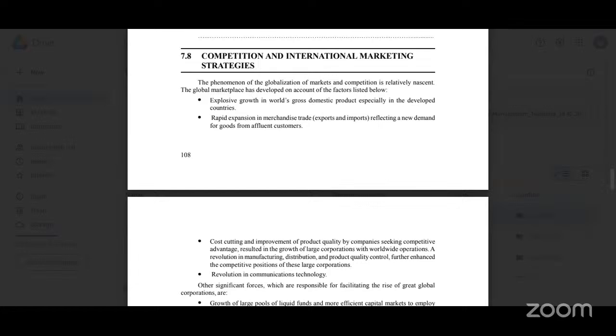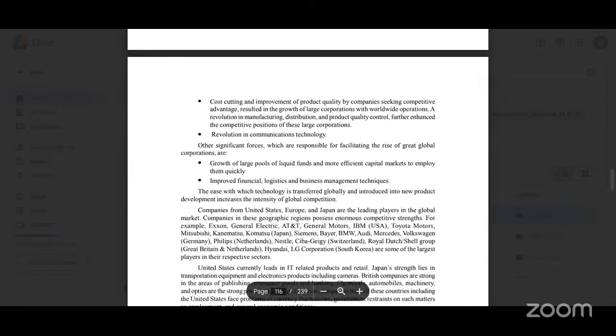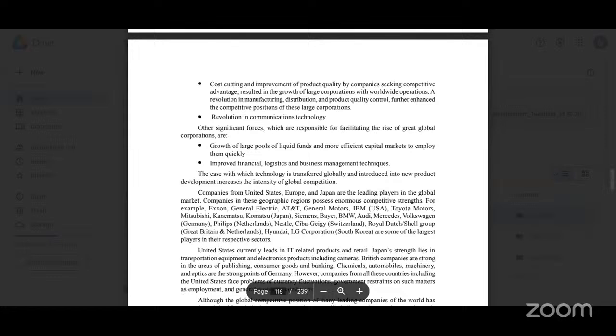One is the explosive growth in the world's gross domestic product or GDP, especially in developed countries. Second is rapid expansion in mercantile trade, that is, exports and imports reflecting a new demand for goods from affluent customers. Third is cost cutting and improvement of product quality by companies seeking competitive advantage. That is how they are differentiating and offering better features of products than that of their competitors, and also the revolution in communication technology. We know internet has been instrumental in terms of how we are able to promote our products across different geographic segments.